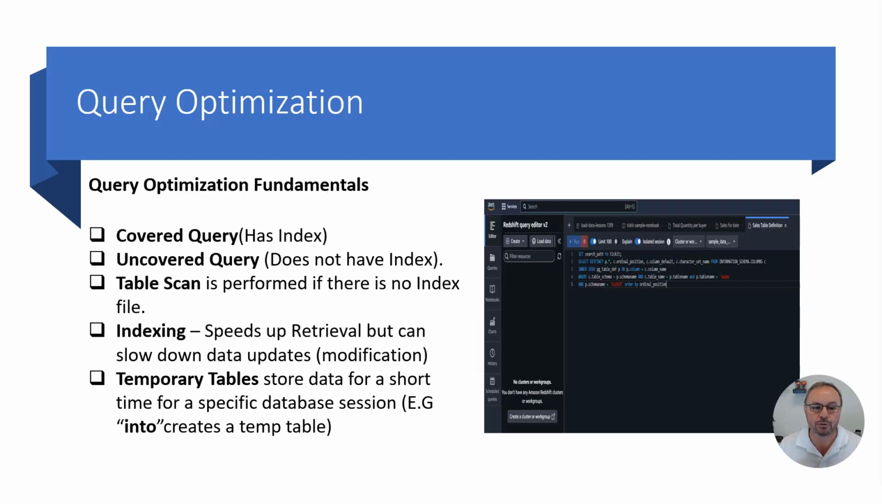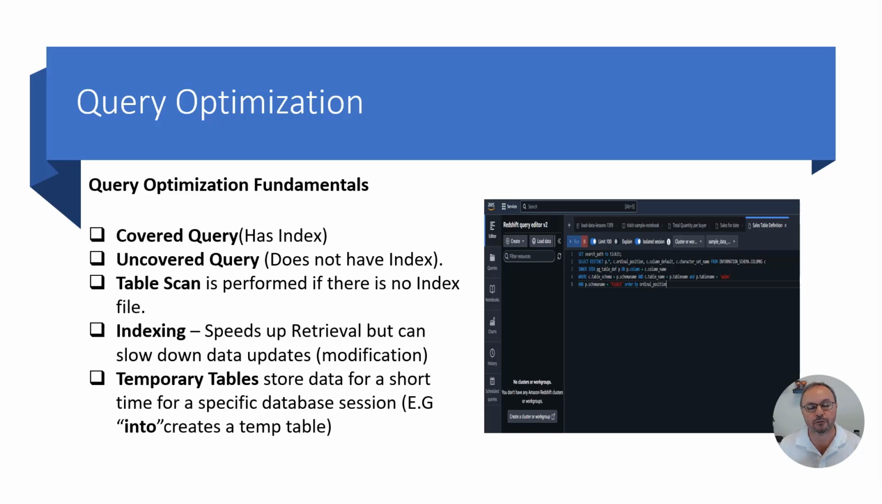Now, when it comes to some of the things to look at, consider the fact that we have covered queries and uncovered queries. So, for example, is there an index or is there not an index? So an uncovered query does not have an index. Hint, you may want to remember that. A table scan is performed when there is no index file. So for us to really do any work, we need to understand where the tables are. So to do that, we need to perform a table scan.